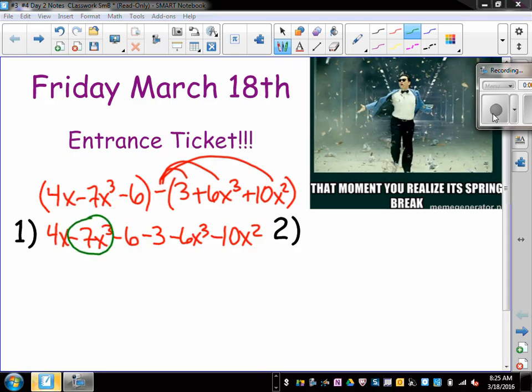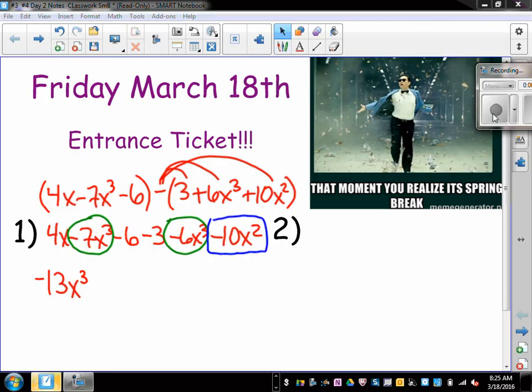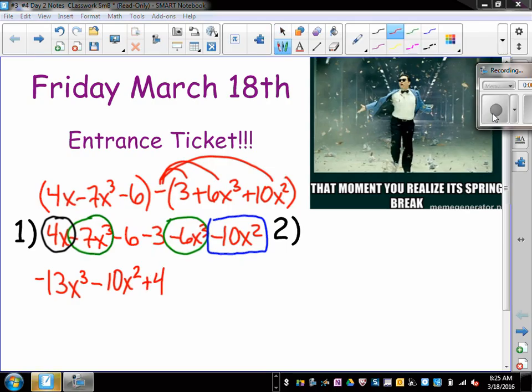So I have my cubes. That would be negative 13x cubed. Then we have a squared. Are there any other squareds though? No. So minus 10x squared. Then we have just an x. Are there any other x's? No. So we have just plus 4x. And then finally negative 6 and negative 3, which is minus 9.